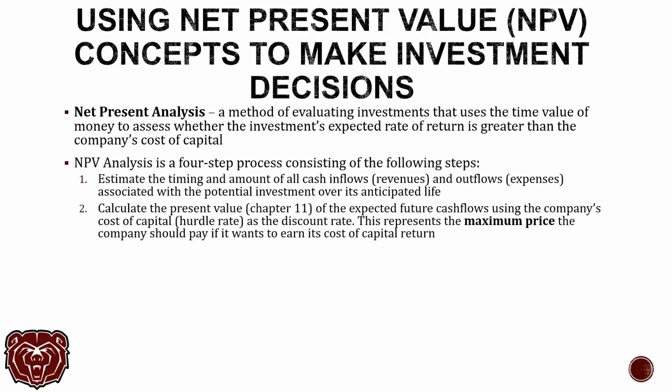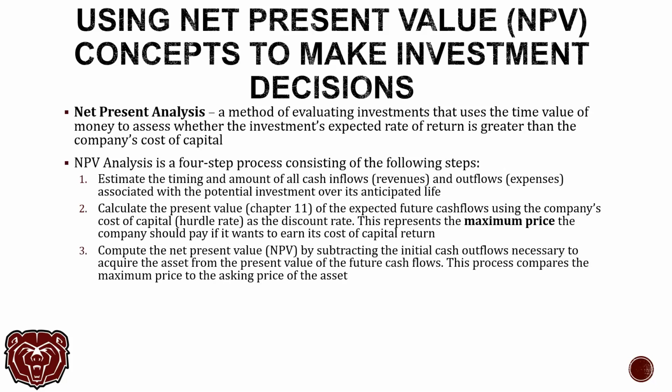Okay, the next thing you'll do is calculate the present value, from Chapter 11, of the expected future cash flows, using that cost of capital or hurdle rate as the discount rate. So that cost of capital is going to be your R in the formula. What you get when you calculate this is what we call the maximum price. This is the most the company should pay for that asset, or the most they should invest if they want to earn their cost of capital back.